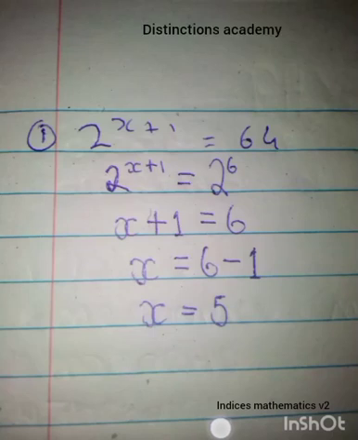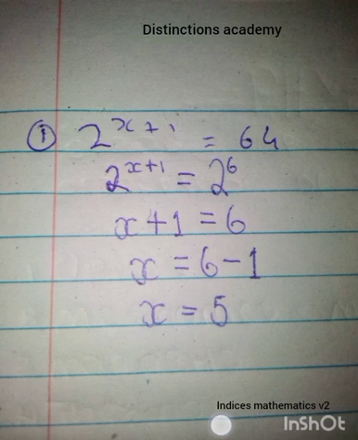So to conclude our topic in indices, we're going to look at a few examples of how exam questions come. So our first example is 2 to the power x plus 2 x plus 1 is equal to 64. So how do we do this one?